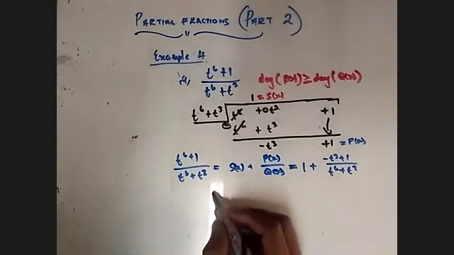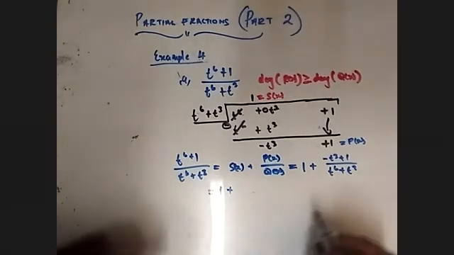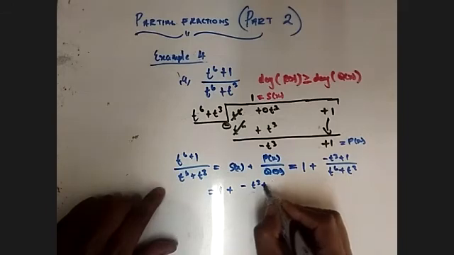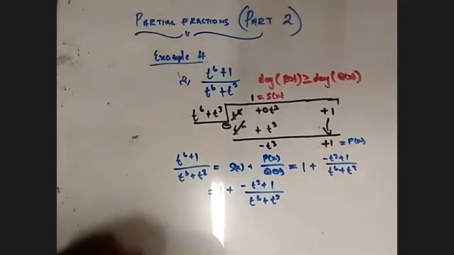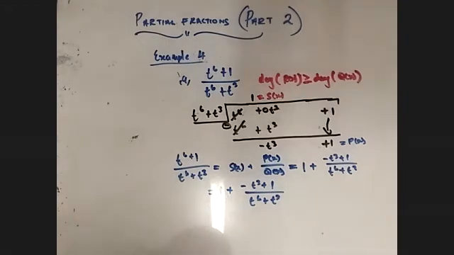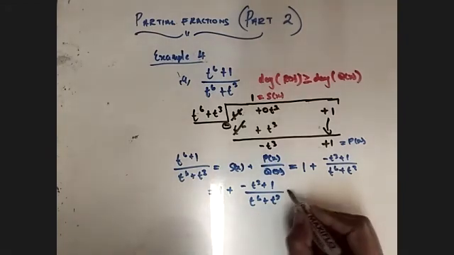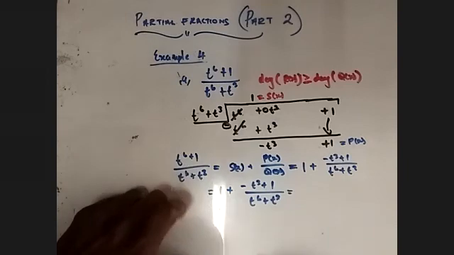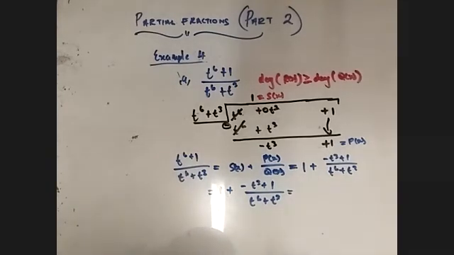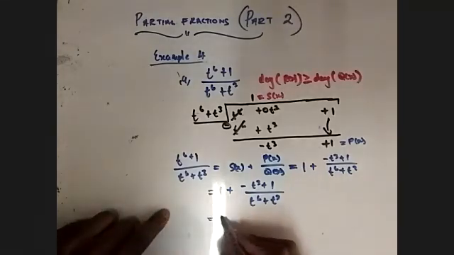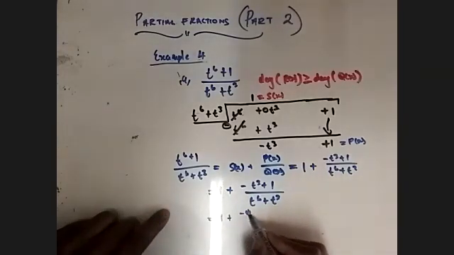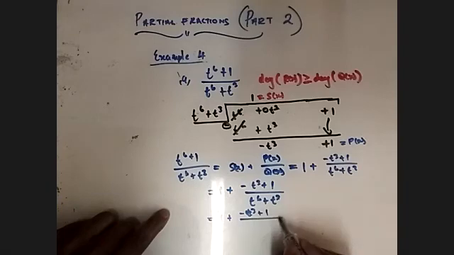Okay, so now we are going to write the solution. We're going to have negative t cubed plus 1 all over t to the 6 plus t cubed. Now, in the denominator there's something common. So I'm going to have 1 plus negative t cubed plus 1. The denominator has t cubed as a common factor. Then I've got t cubed plus 1.